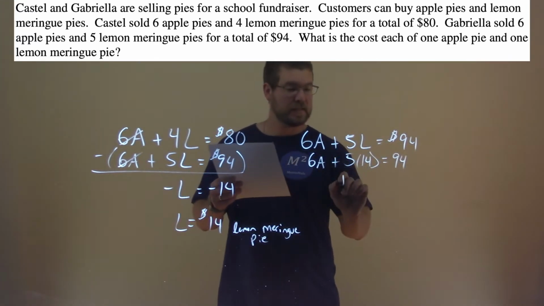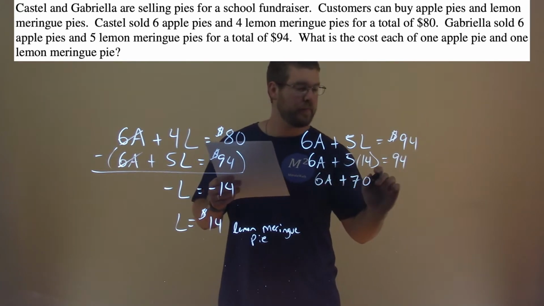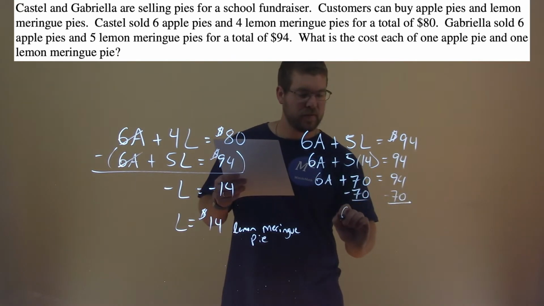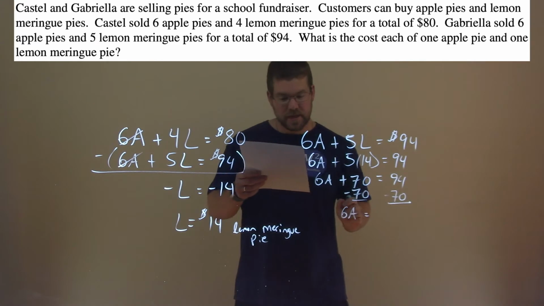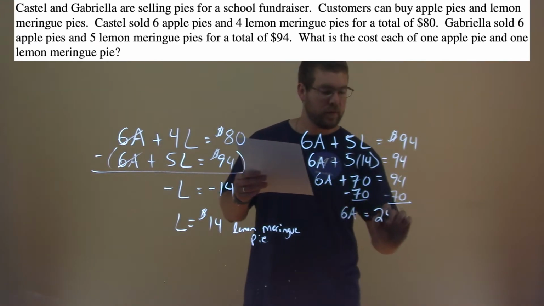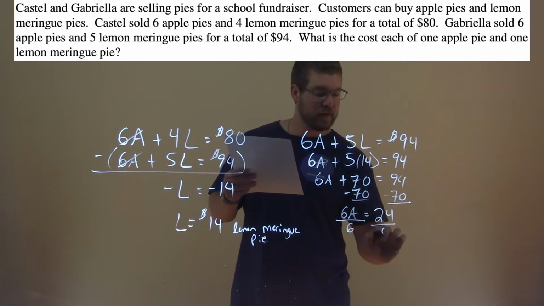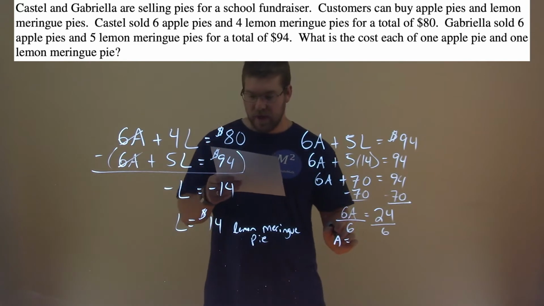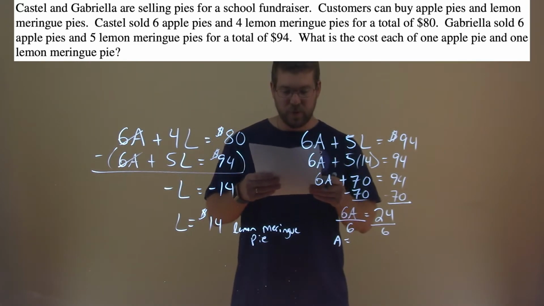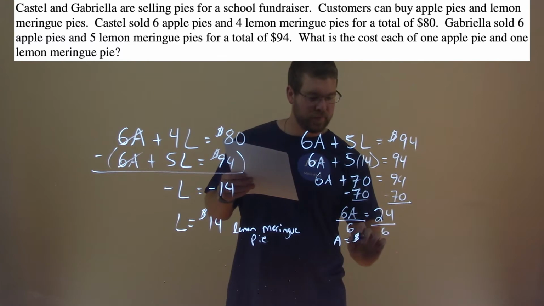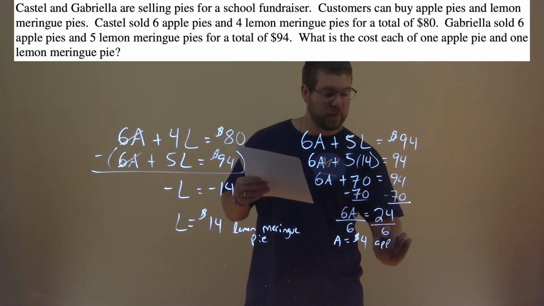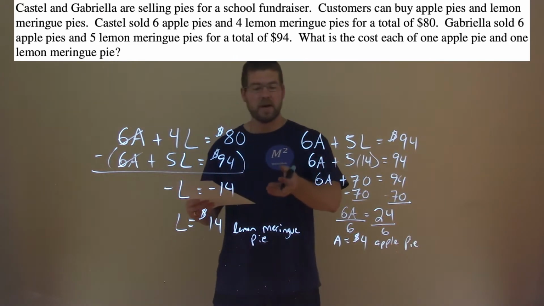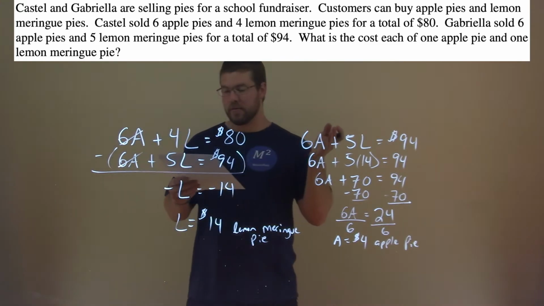5 times 14 is 70, bring down the 6a, equals 94. Subtract 70 from both sides, not too bad, and 6a equals 94 minus 70, which comes out to be 24. Divide both sides by 6, and what do we have? A equals 24 divided by 6, which comes out to be 4. So 4 is the price of the apple pie. And so there we have our answer. The lemon meringue pie costs $14, and the apple pie costs $4.